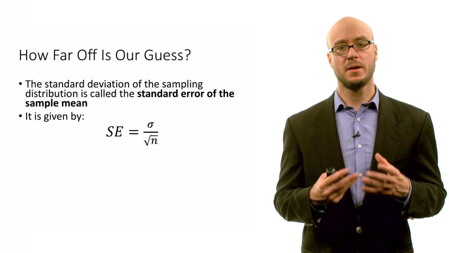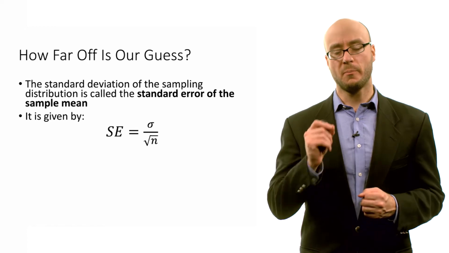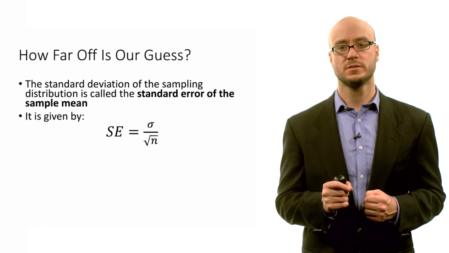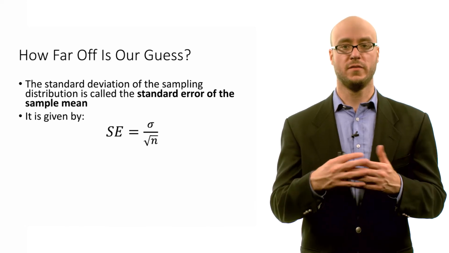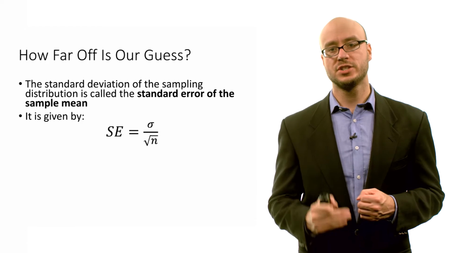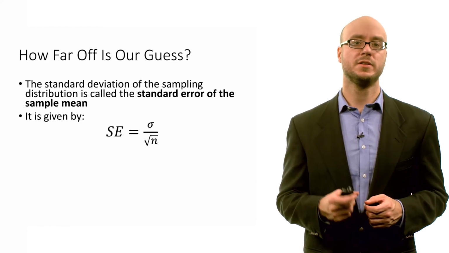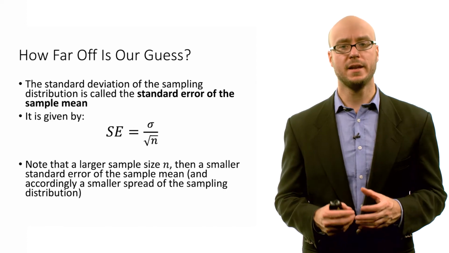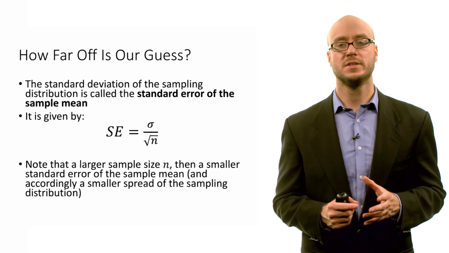The standard error of the sample mean, sometimes called just SE for short, equals the population standard deviation, so the standard deviation in the population for the variable of interest, divided by the square root of the sample size. So it's sigma divided by the square root of lowercase n. A few things to note about this standard error of the sample mean.